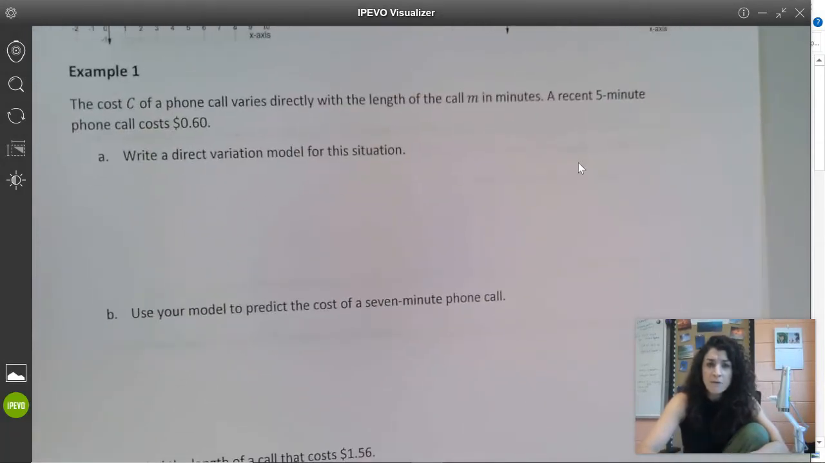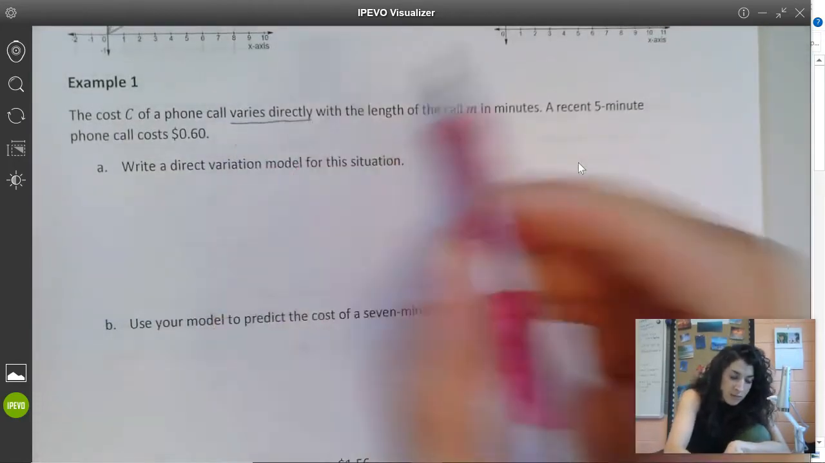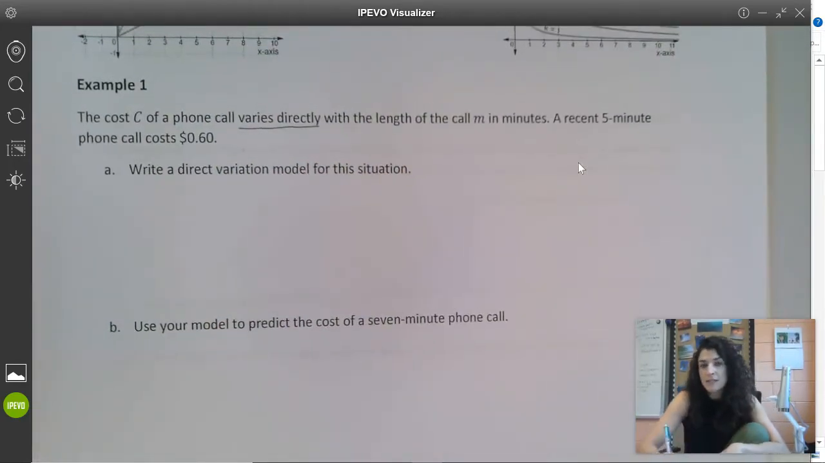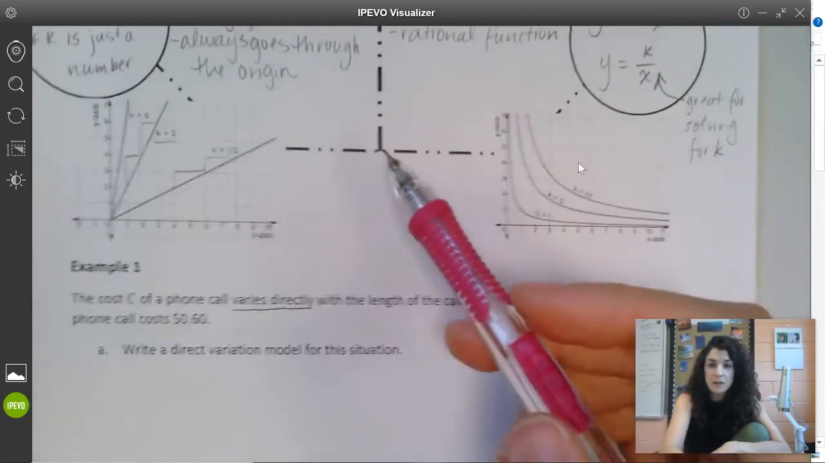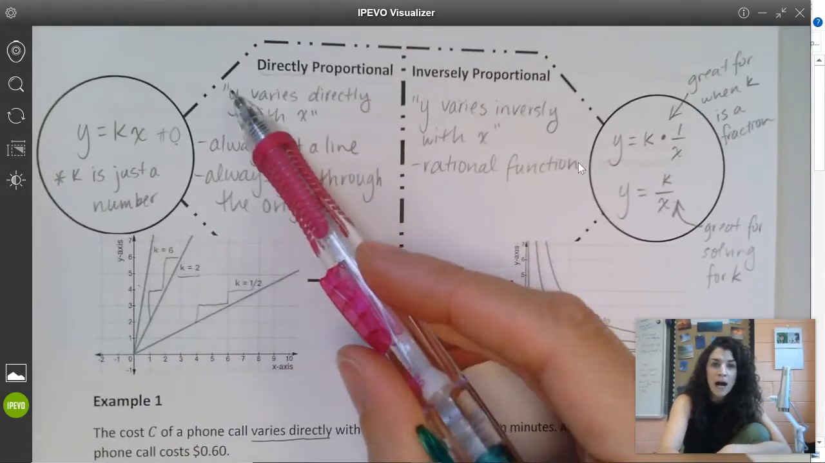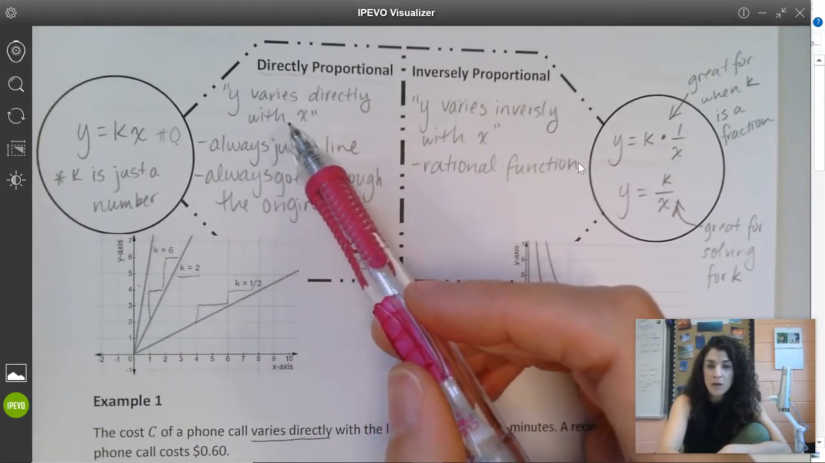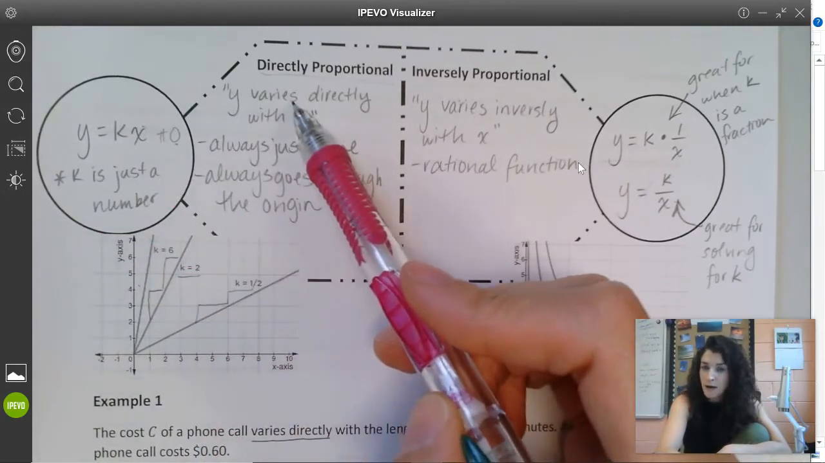The cost of a phone varies directly with the length of the call, m in minutes. A recent 5-minute phone call costs 60 cents. Varies directly. If you like to highlight numbers or phrases, varies directly is your huge piece here. And then I want you to always link back to this idea: y varies directly with x. And this would be the equation that comes from that phrase.